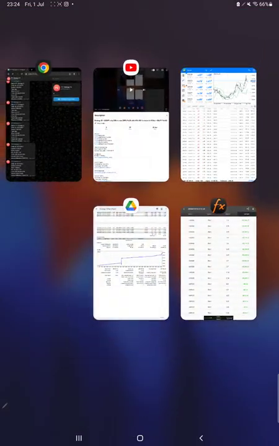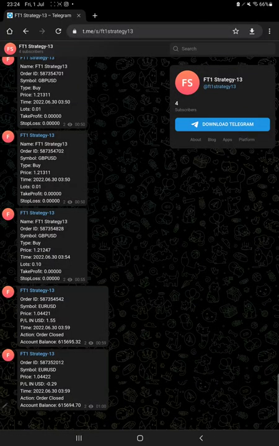Here is the current balance, which is $615,000. Also, all these updates now you can get it on MT4 to Telegram option. You just have to join this FT1 Strategy 13 channel, and all the trades with their order ID you can verify how much lot size we have traded, how much profit and loss we have booked. All our details available now.